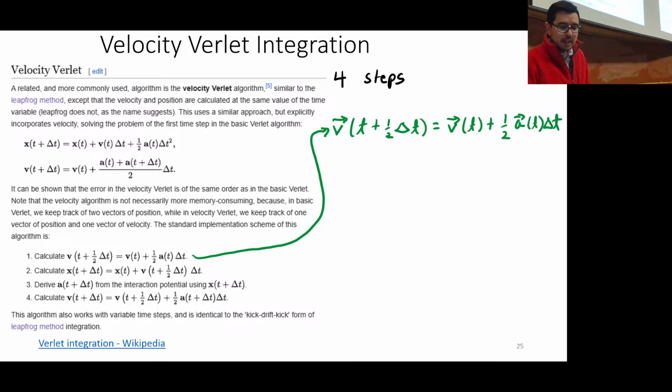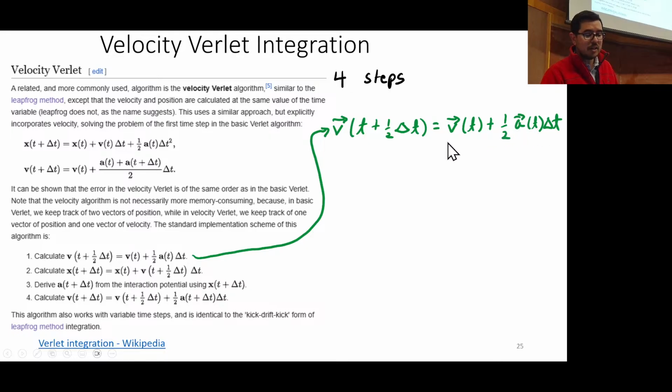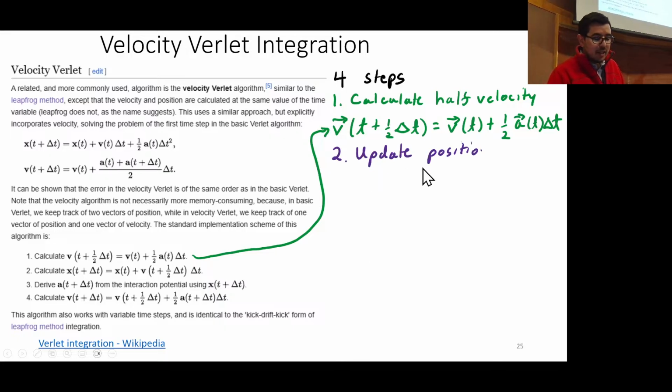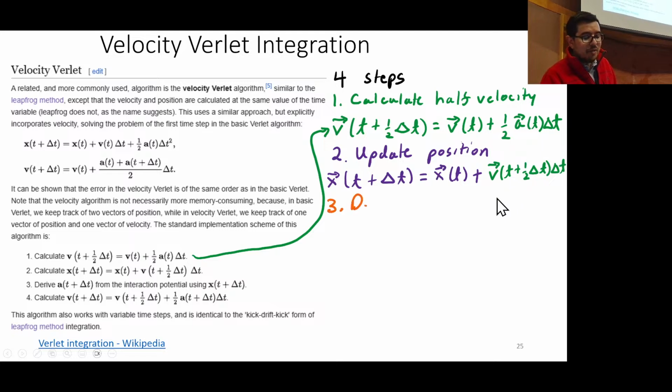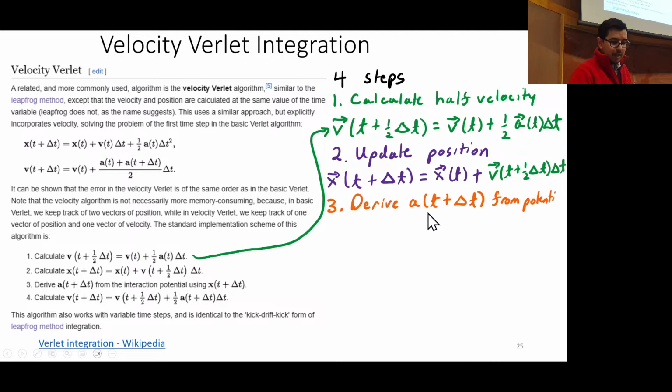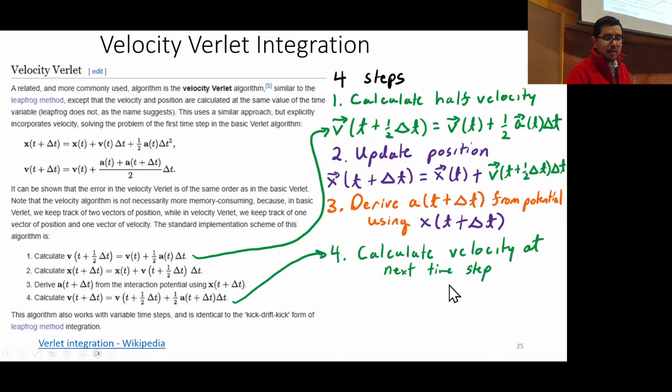One, I'm going to predict the velocity at a half step, based on acceleration, using half of the acceleration. Then I'm going to use the velocity at this half step to update the position. Then I have to figure out acceleration, which I do using a gravitational potential. And then finally I will calculate the velocity at the next time step. So it's a different process.